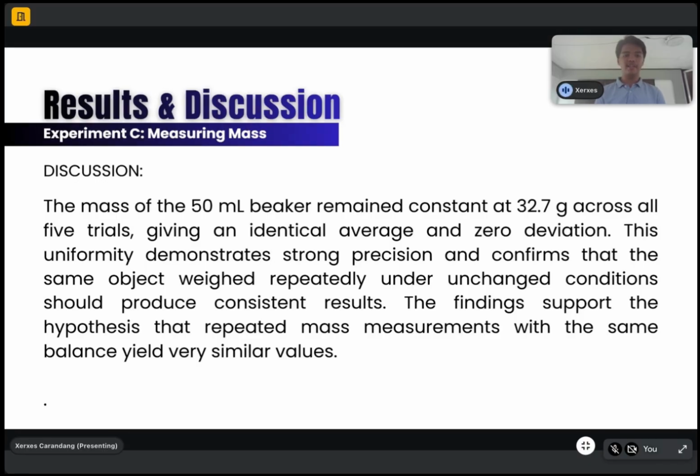This uniformity demonstrates strong precision and confirms that the same object weighed repeatedly under unchanged conditions should produce consistent results. The findings support the hypothesis that repeated mass measurements with the same balance yield very similar values. In short, the beaker mass was consistently 32.7 grams in all 5 trials, resulting in 0 deviation. This indicates high precision, although accuracy may still depend on instrument sensitivity.